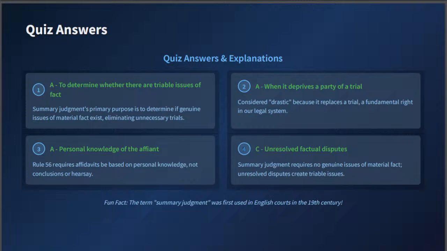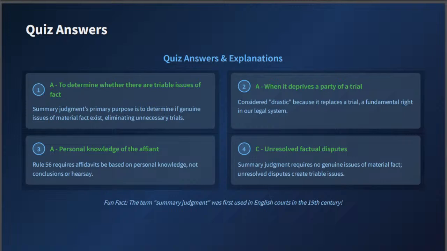All right, we're on to number 4, and unresolved factual disputes. Summary judgment requires, C is the answer for number 4, no genuine issues of material fact. Unresolved disputes create triable issues. And I think we all easily get that one. That was an easy one as well.